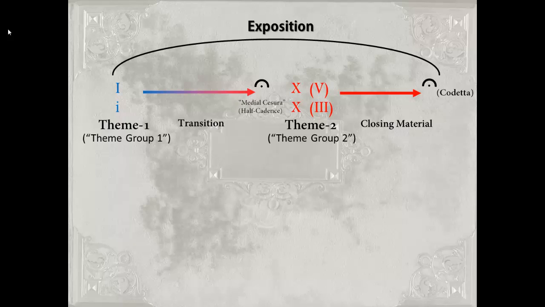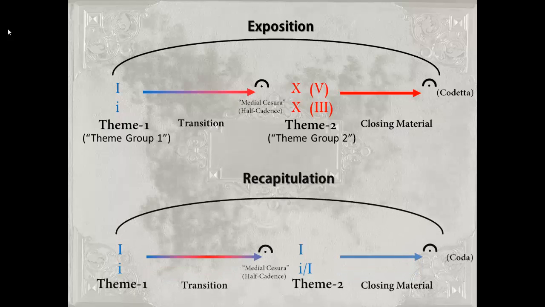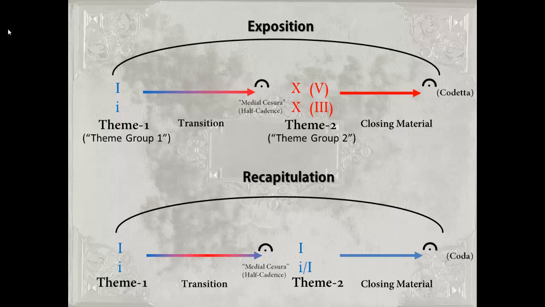Okay, at this point you now know almost everything you need to know about how sonata form works. There's just a few things we need to know about the other two sections, the recap and the development. First of all, as I already showed you earlier, the recapitulation is always very similar to the exposition. The only real difference is that the transition section has to be altered in order to arrive in the tonic key instead of heading to the new key at the medial caesura.